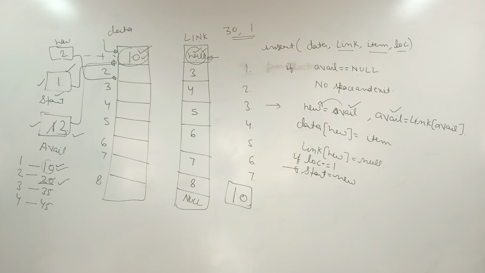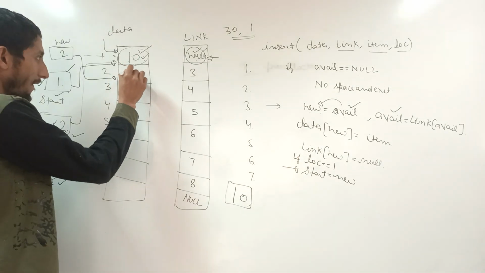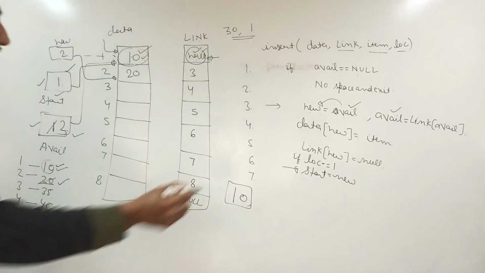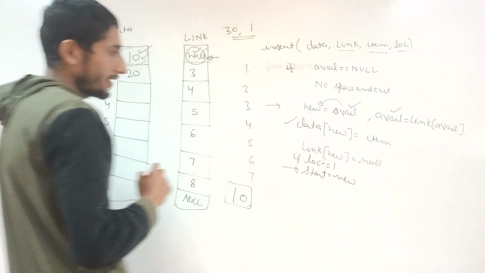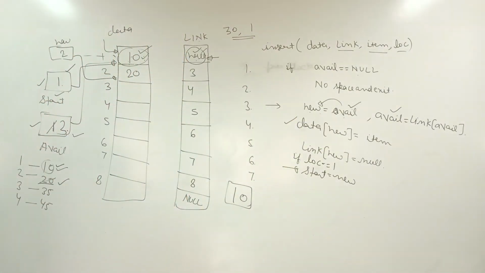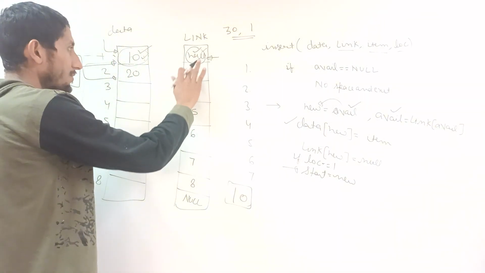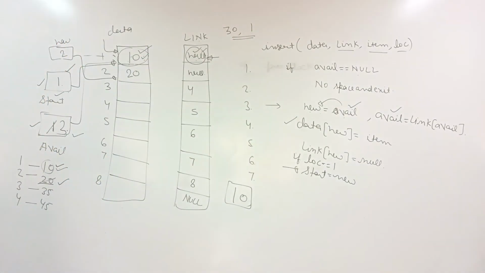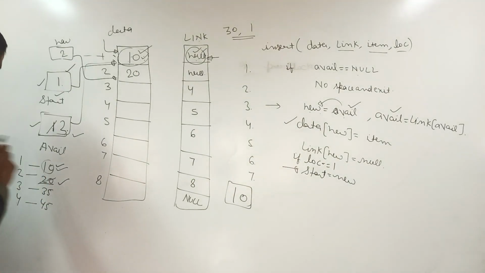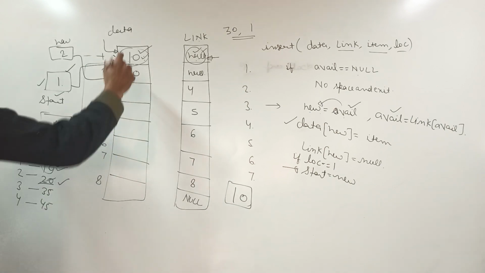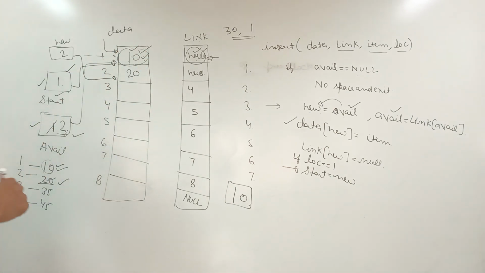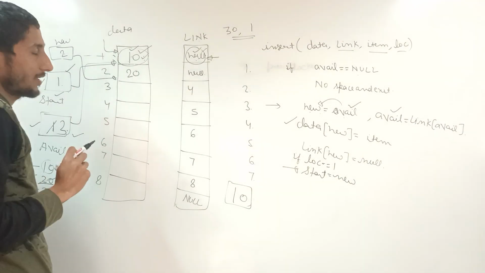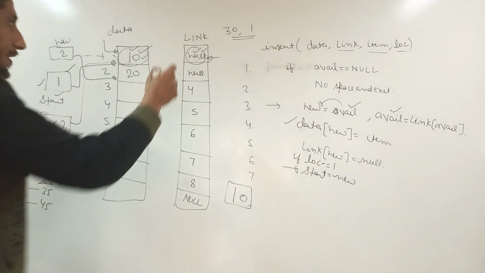Then I will copy 20 here. Okay, that is this one. Then link of new equals null, so it becomes null. Are you following this? It becomes null. But please pay attention: before inserting 20, who was the first block? Block number 10. What was the last block? Block number 10 was the last block too, because we have a null.